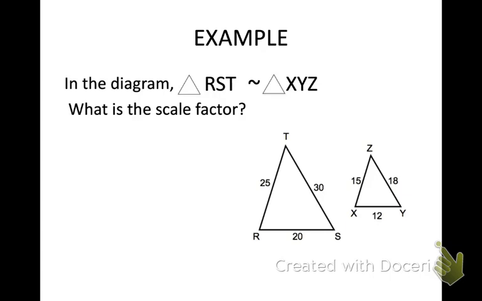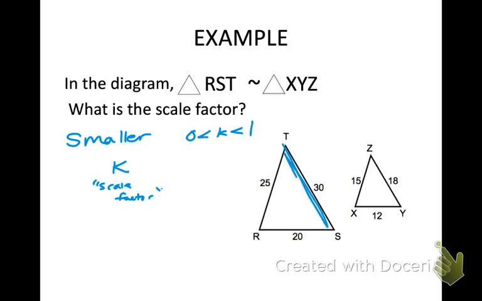All right, so in the diagram, we have triangle RST is similar to triangle XYZ. What is the scale factor? So it's getting obviously smaller. Because it's getting smaller, my scale factor, and we usually use a K to represent your scale factor, should be between 0 and 1. So it should be like a fraction. So this is how we do it.